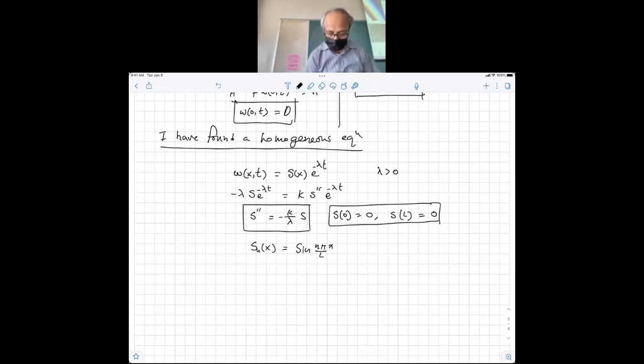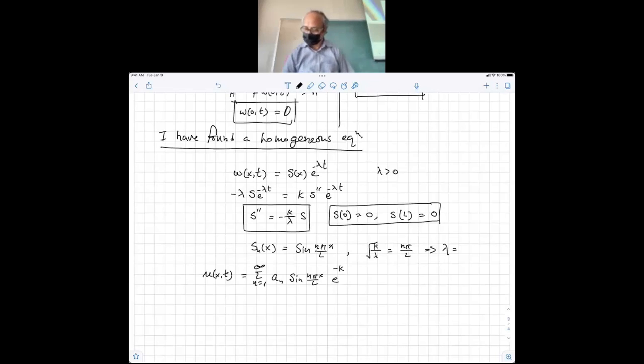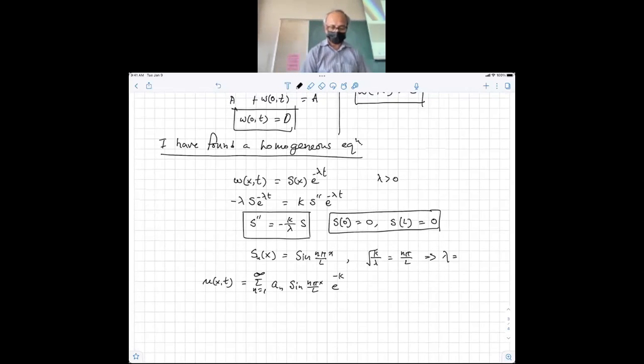So my solution is, and I have also found what k over lambda is. The square root of k over lambda is n pi over L. So the solution u of x, t is the sum from n equals 1 to infinity of a n sine n pi x over L e to the power minus k lambda t. So from here lambda is... I think something is wrong. What is wrong? There is a typo.